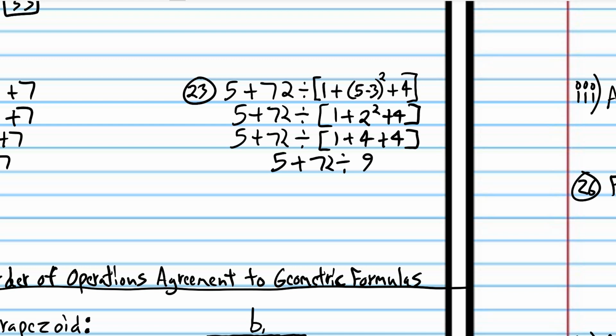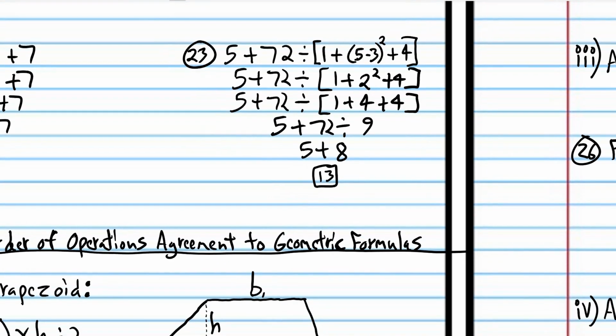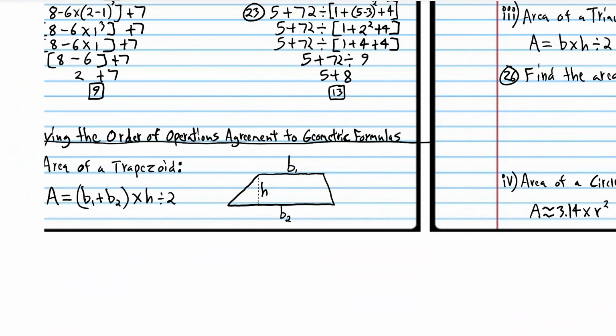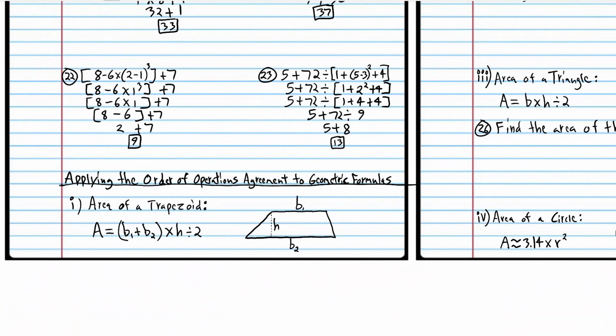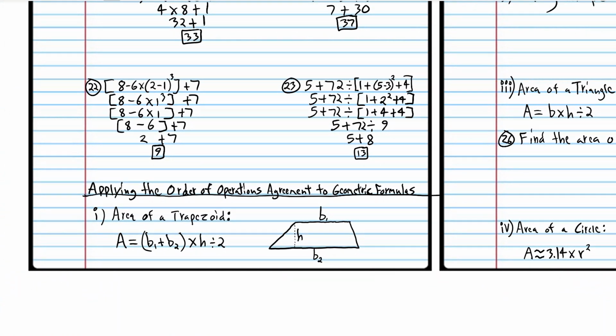All right, so 72 divided by 9 is 8. 8 plus 5 is 13. So if you got the right answer, good job. If you didn't, that's okay. Figure out what you did wrong. All right, so that's the order of operations agreement. And those are hopefully enough problems for you to get the idea of how this stuff works.